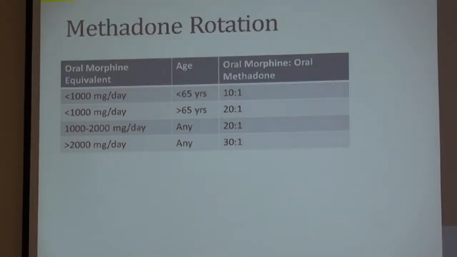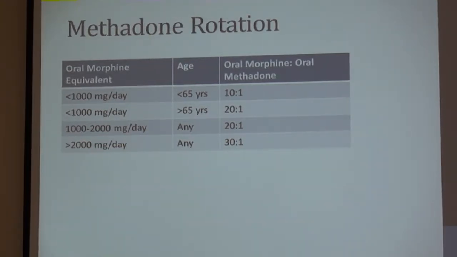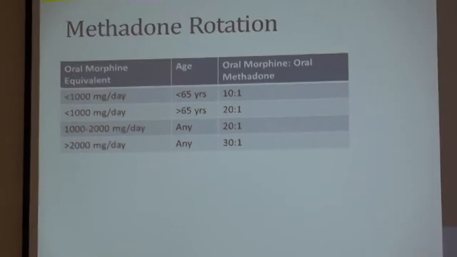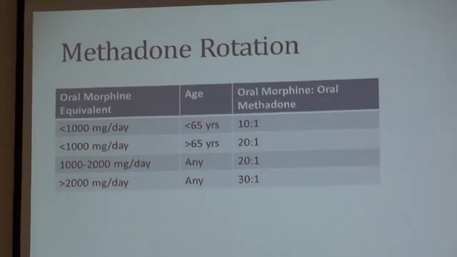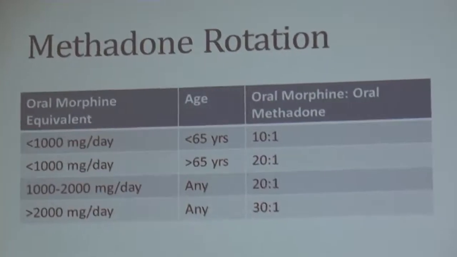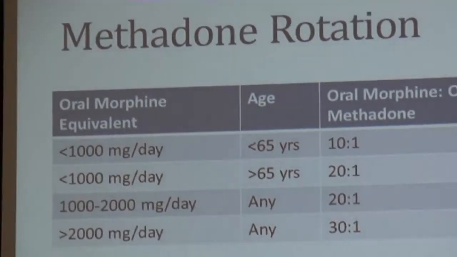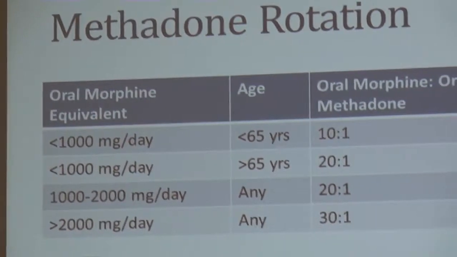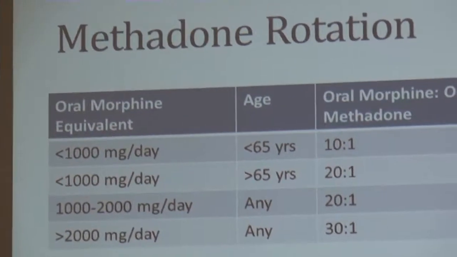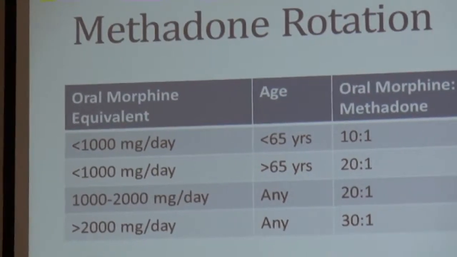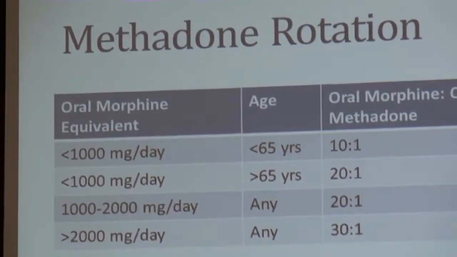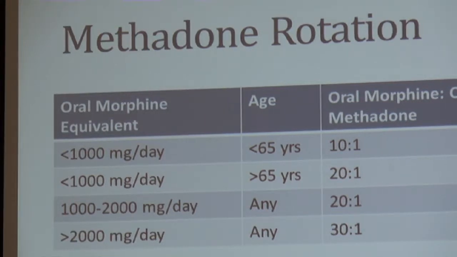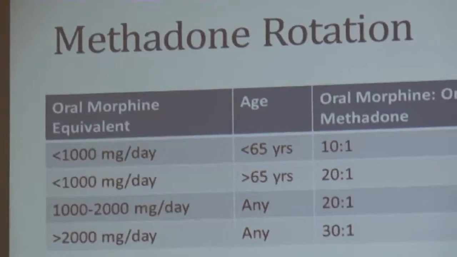So when you're doing methadone rotation, this chart is actually on your pain card, so you have it. This is what I usually use most of the time. This is a modified version of what's in the Unipack, but it works really good. So if they're less than 1,000 milligrams a day and less than 65 years old, then a 10-to-1 oral morphine equivalent, oral 24-hour, to oral methadone, it's a 10-to-1 ratio. Okay. So you'll be dividing by 10 whatever the oral morphine equivalent is on those lists.